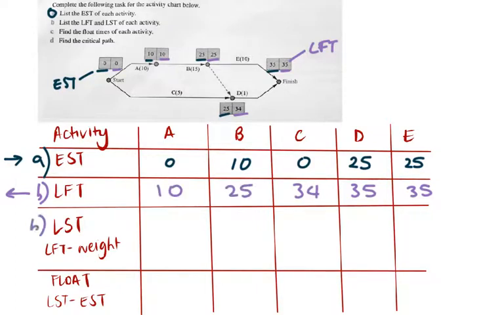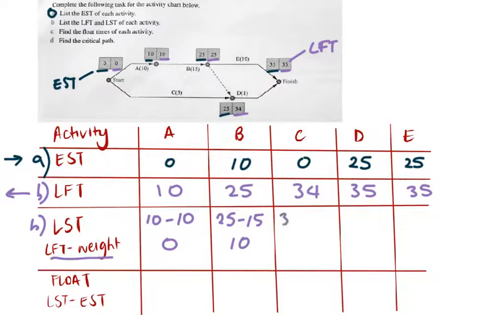And if you remember from our previous chapter, to find the latest start time, we're going to use this formula here, where we subtract the weight of each activity from the latest finish time. So for A, the latest finish time was 10 and its weight is 10. So activity A's latest start time is 0. B, 25 minus 15 as that is its weight. So the latest start time is 10.